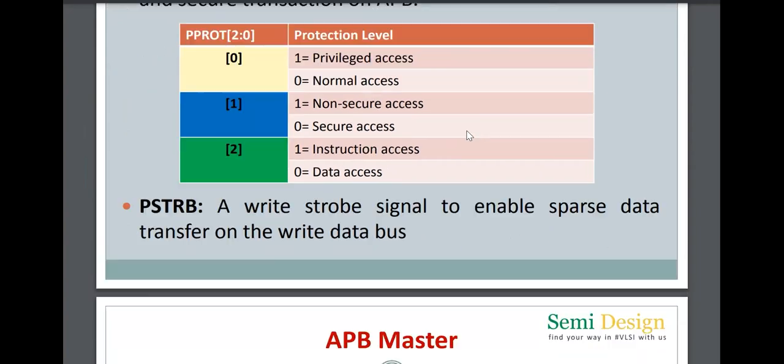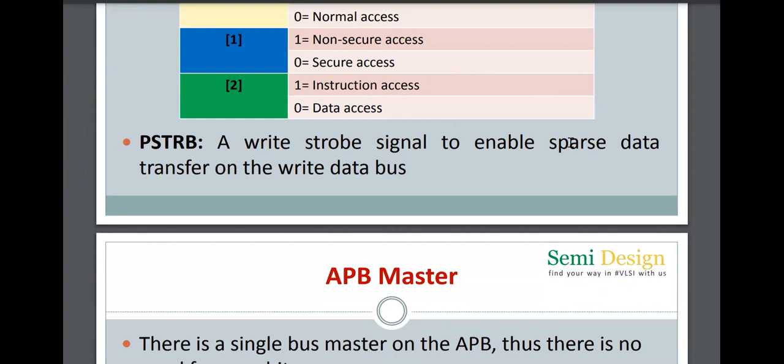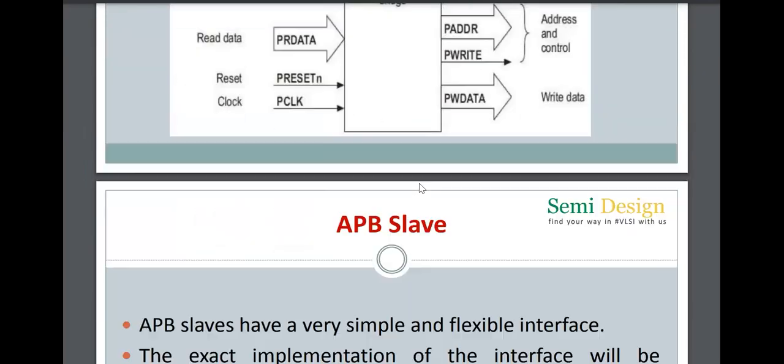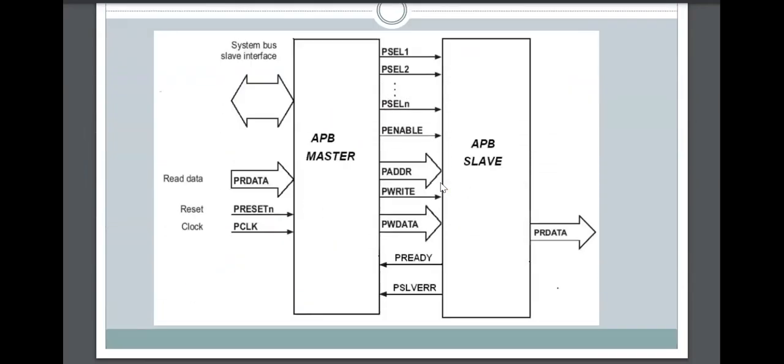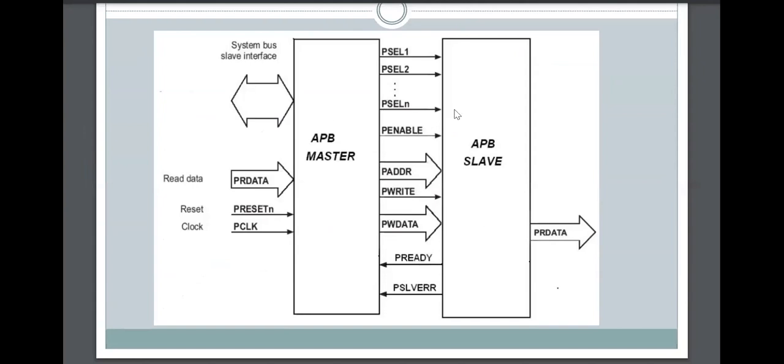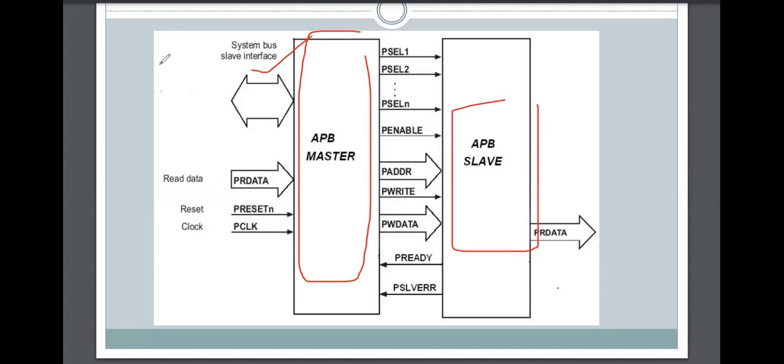Next, PSTRB. The strobe signal is enabled for the data, right? Transferring bus data. So this is the master and slave. This is the overall APB master and slave communication, the overall block diagram. This is how the APB will work, the master side and slave side. Some other slaves will be connected here, with read data, reset, clock. And here, PSEL: based on PSEL, we select any one of the slaves. We send the address to the slave, read or write, and write data.